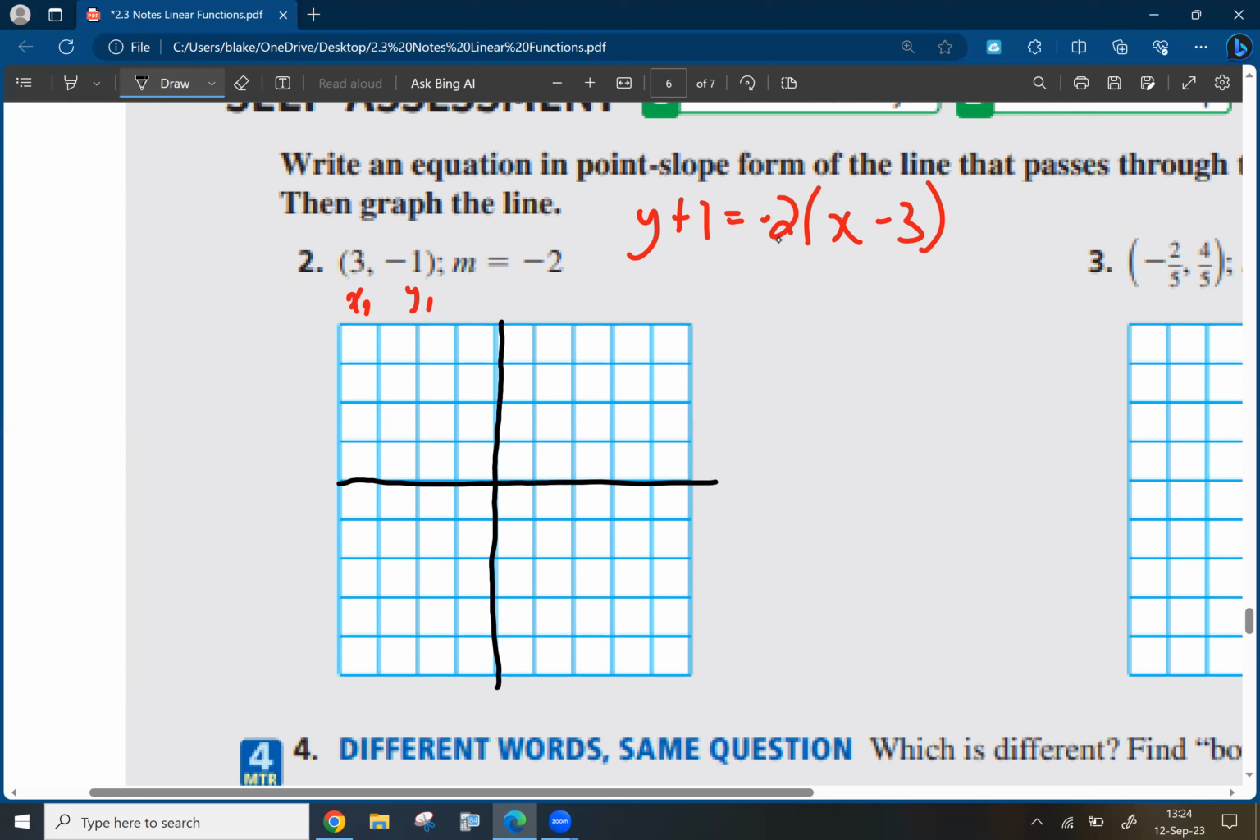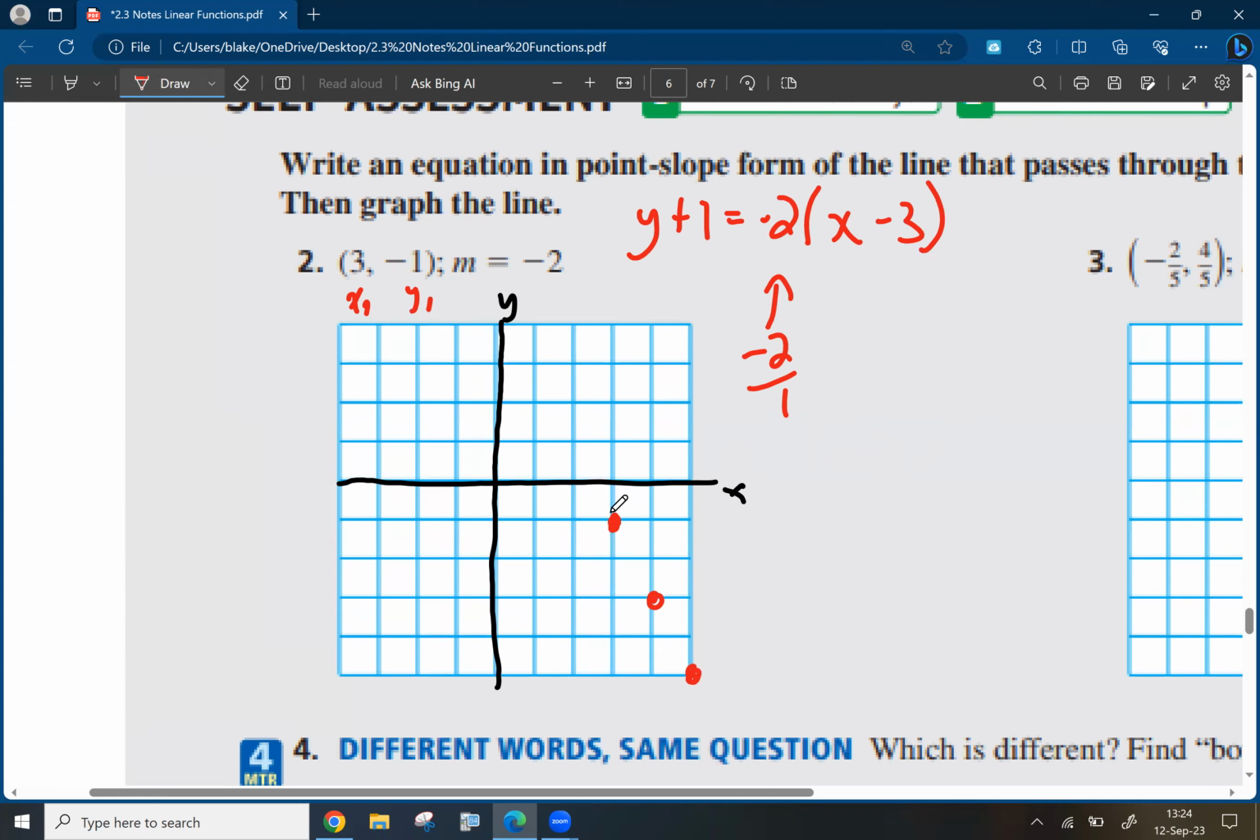All right. So x-axis, y-axis. Let's plot our first point. Our first point is going to be at 3, -1, which puts us right here. And then our slope is -2, indicating us rise and run of -2/1. So down 2 and right 1, which puts you right here. Down 2 and right 1 puts us right here.